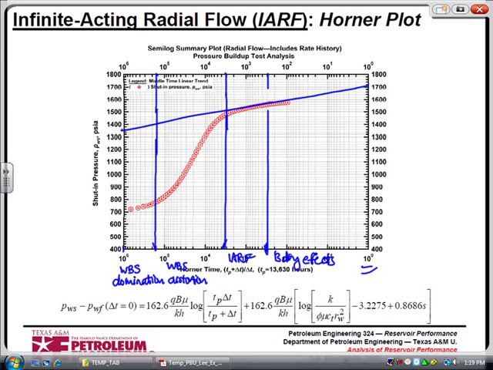All right, guys. Ms. Leva has done your dirty work for you. This is what you need to do: distinguish the flow regimes, and once you identify the infinite-acting radial flow, draw your straight line. Once you draw your straight line, find the slope. So let's find the slope now.